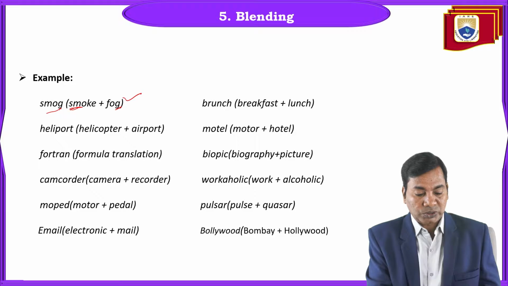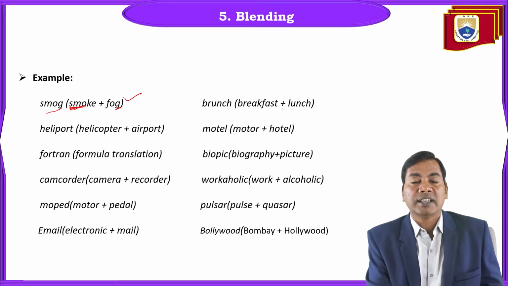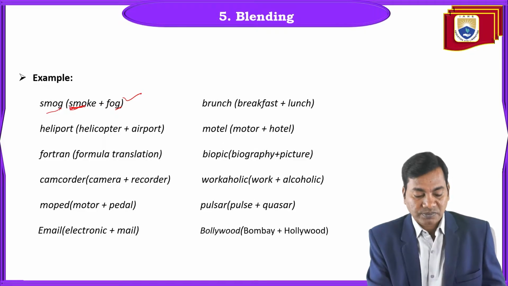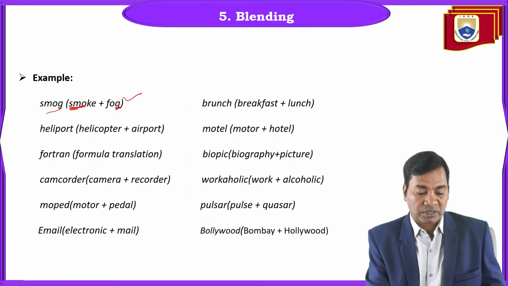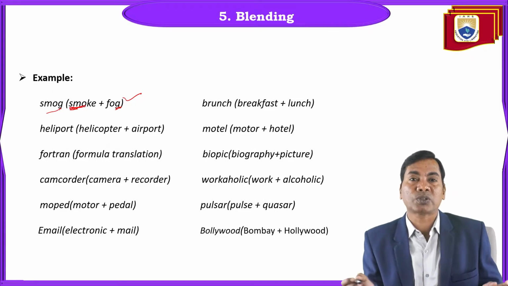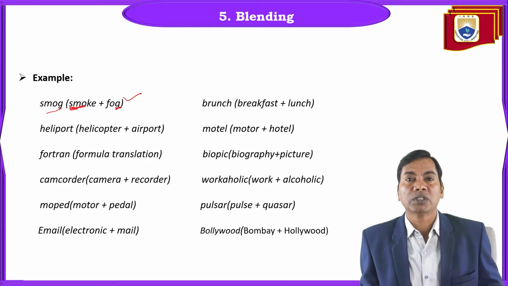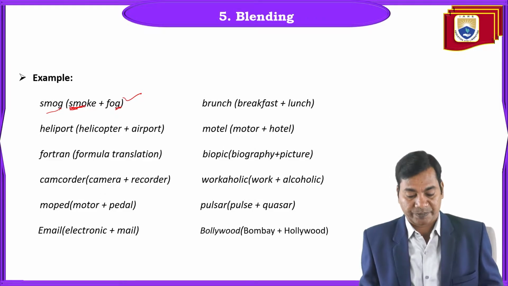In these two words, smoke and fog, I have taken the initial part in smoke. What is the initial part? That is SMO. In the other word, fog, I've taken the ending part of that word. What is the ending part in fog? Z. So the initial part in smoke, SMO, and the ending part of fog is Z. So together we have got smog. Smoke plus fog. By blending these two words, we have got the new word, smog, right?